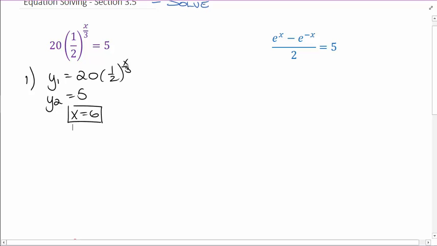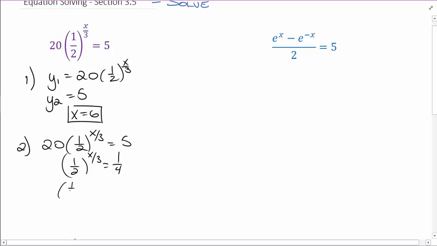The other two methods are going to be algebraic, and we need to know at least one of these two methods. One algebraic technique would be to isolate the exponential portion. So isolate the 1/2 to the x over 3 by dividing by 20. What works out nicely for this problem is we get a 1/4. 1/4 can be written as a base of 1/2.